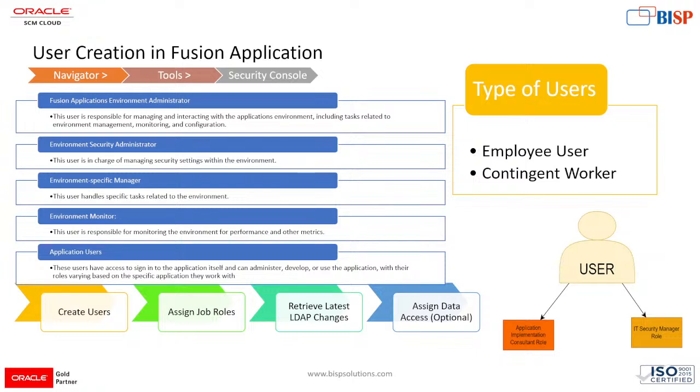Assigning the job roles. Once the user account is created, the next step is to assign the job role to the user. This can be achieved through either Oracle Fusion Human Capital Management or through the Security Console. The job role defines the specific tasks and permissions that a user can perform within the system. Example job roles include employee, manager, procurement specialist, sales representative, and financial analyst, each of which will grant access to a relevant module.